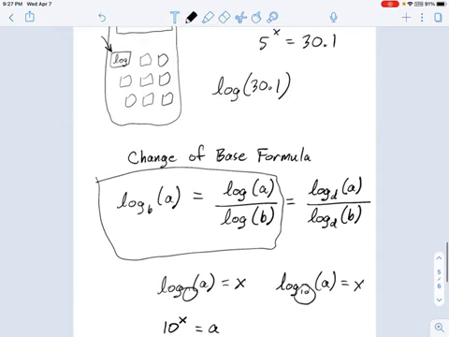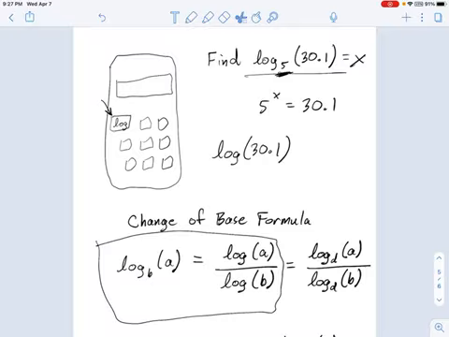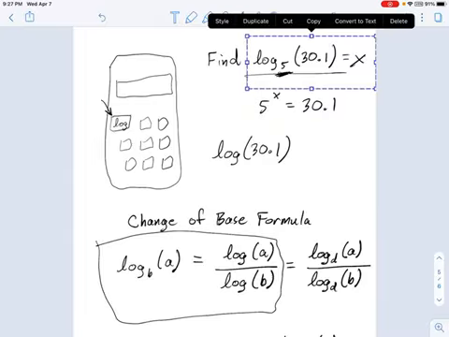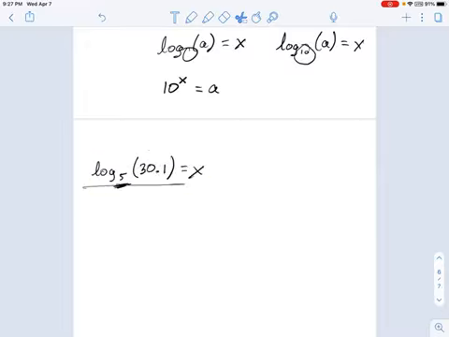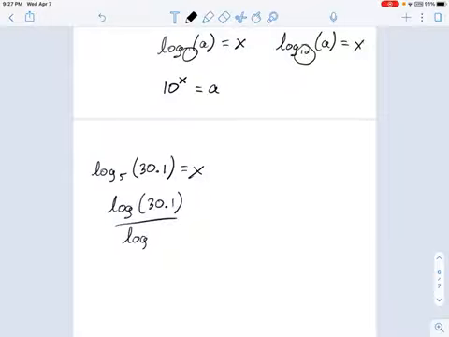So let's get back to that example up here. Let's just grab this and bring it down here, and we're going to solve this. Log base 5 of 30.1 equals x. Let's rewrite it using the change of base formula. This is going to be log of 30.1 over log, and here we put the base in the argument: log 30.1 over log 5 equals x.